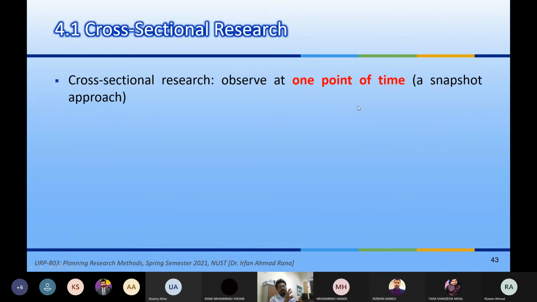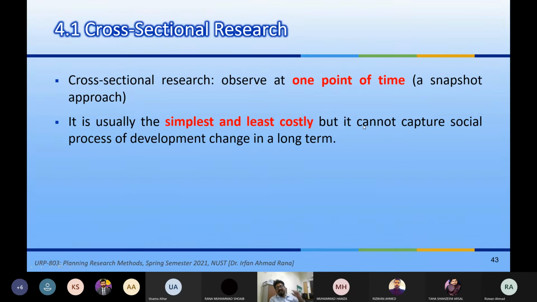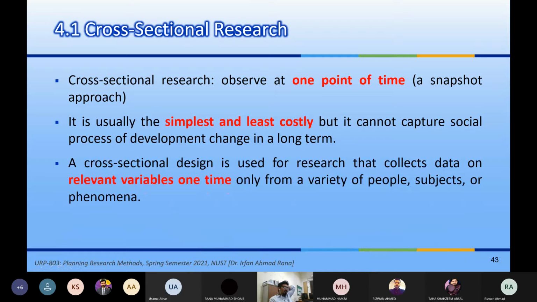So cross-sectional is at one point of time. It's very simple and easy to do and not costly. But you need to collect all the data at one time. So you cannot go again and again to collect the data. So be sure in cross-sectional research that you are very much clear what sort of data you need, how to collect it. So you have to be sure about it.